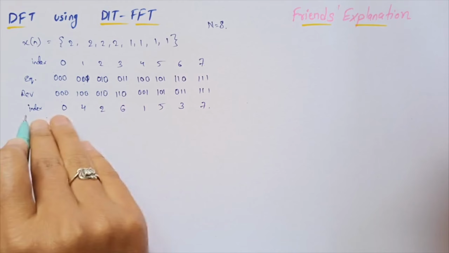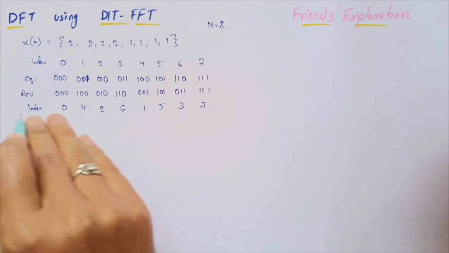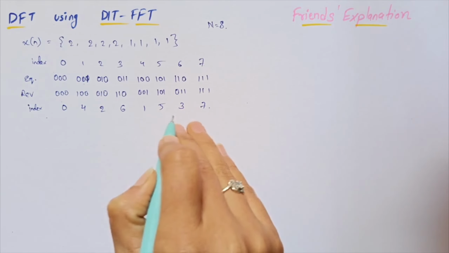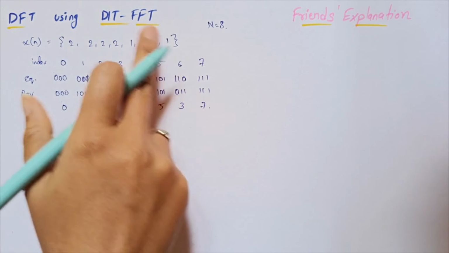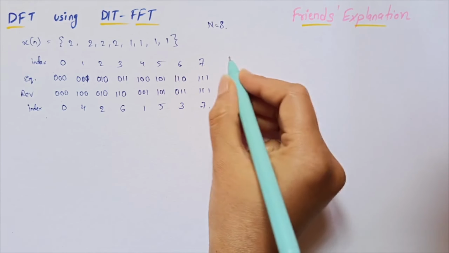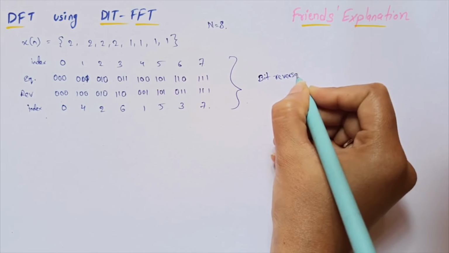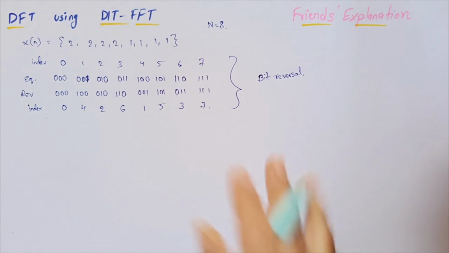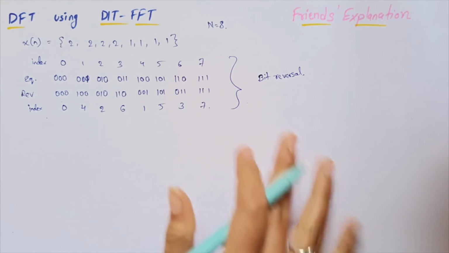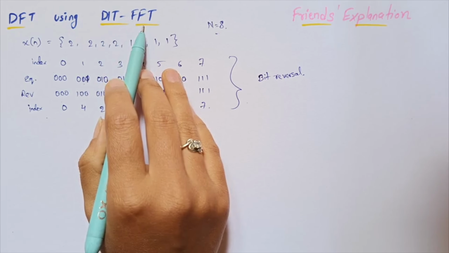So these are the index values of the sequence, and only in this order should all these inputs be given to the butterfly diagram. I hope you understood this bit reversal concept. Now let's draw the butterfly diagram for 8-point DFT using DIT-FFT.